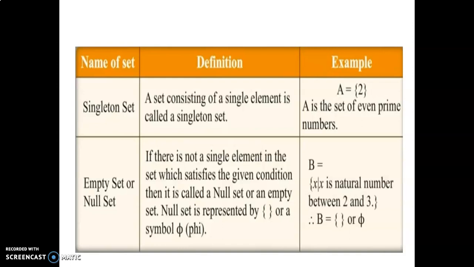The next is empty set or null set. An empty set or null set is a set containing no elements. Null set is either represented by empty curly brackets or by the symbol phi. Example, B equals {x such that x is a natural number between 2 and 3}. There is no natural number between 2 and 3. So set B is an empty set.